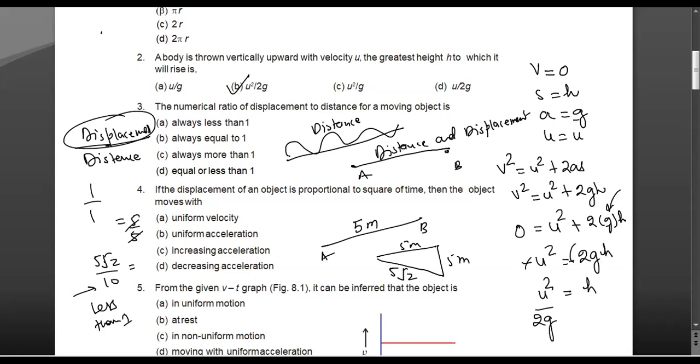Why will the answer be less than 1? Because the numerator is smaller than the denominator. Whenever the numerator is smaller and the denominator greater, the fraction has a value less than 1. So it will be equal to or less than 1. B will be the correct option. Okay, got it, Hamna? Yes, sir.